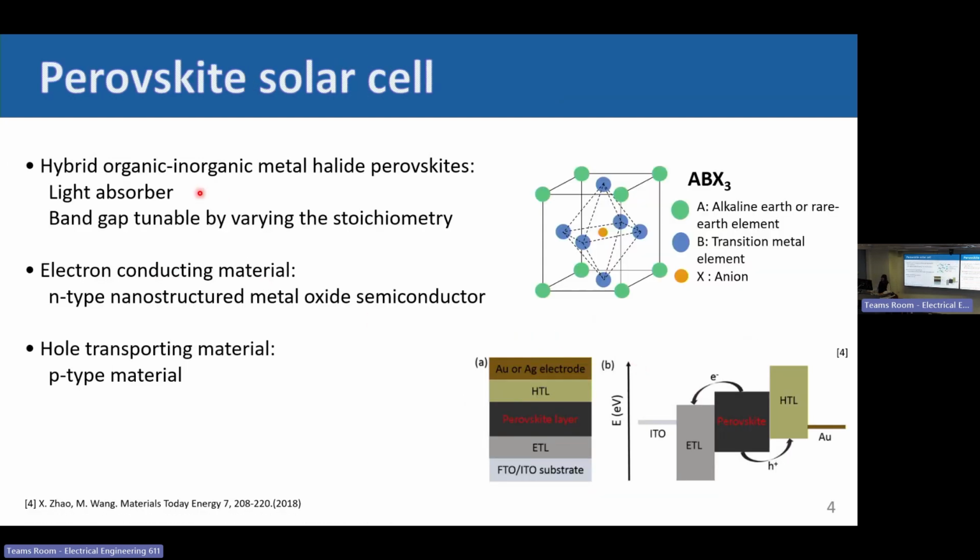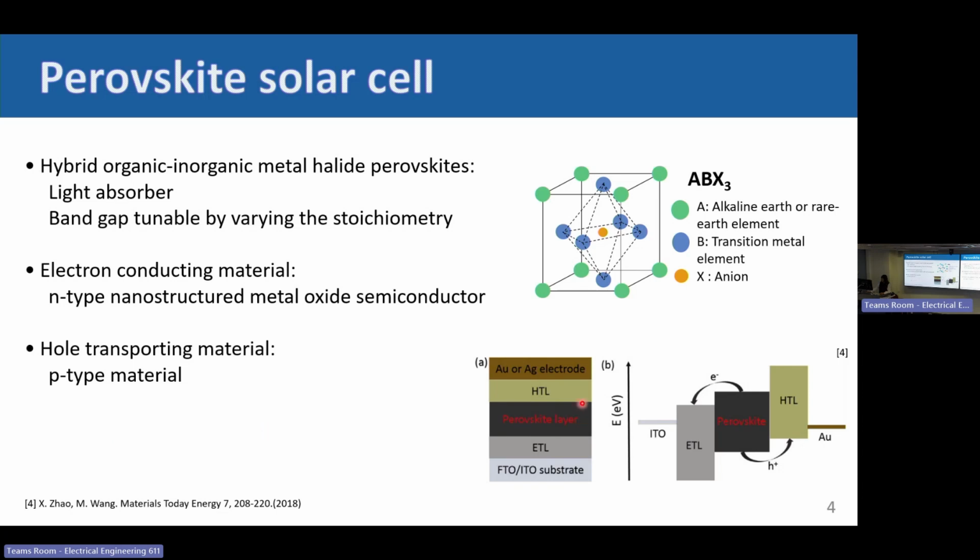Normally, perovskite solar cells have three main components. The first is hybrid organic-inorganic metal halide perovskite, which usually has a structure of ABX3, where A and B are cations and X is the anion bonded to them both. The perovskite works as a light absorber. Since many kinds of elements can form this ABX3 structure, the band gap is tunable by varying the stoichiometry. The second part is the electron conducting material, which is usually an N-type nanostructured metal oxide semiconductor. And the hole transporting material, which is usually a P-type material.